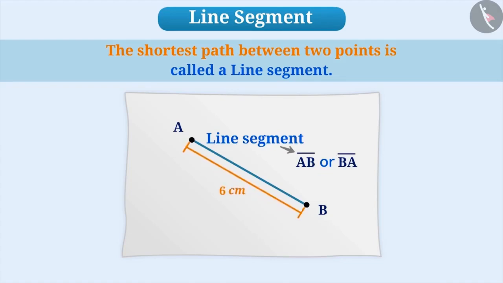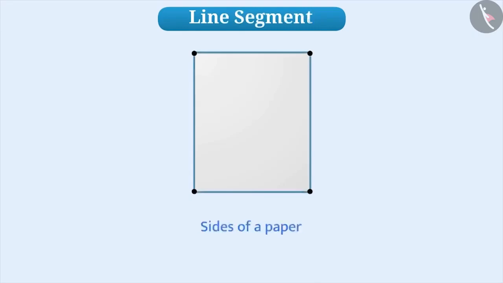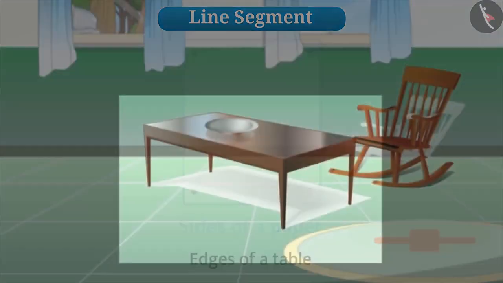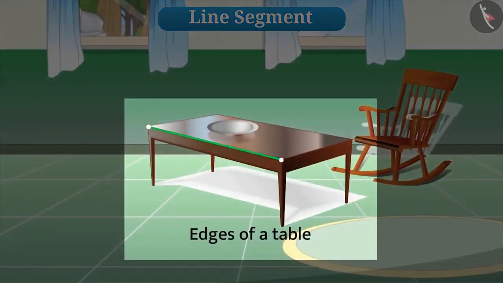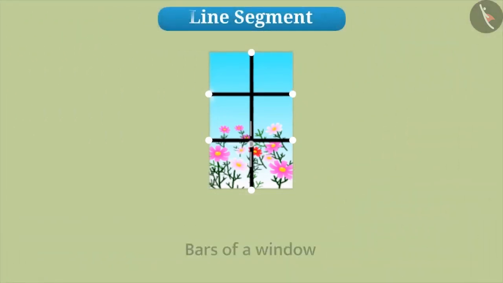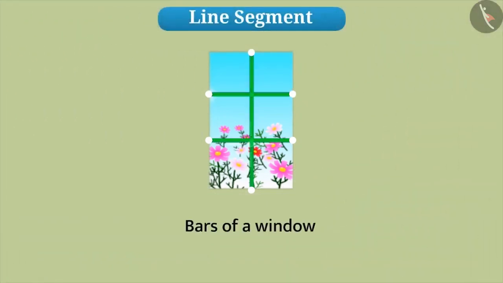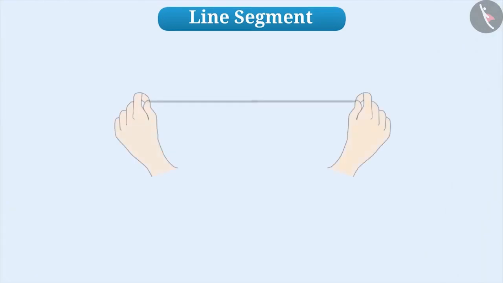Can you tell in which cases you can see line segments? Take your time and think about it. The examples of line segment are sides of a paper, edges of a table, bars of a window, etc. If we straighten a thread or a wire holding the 2 ends, then that also will become a line segment.